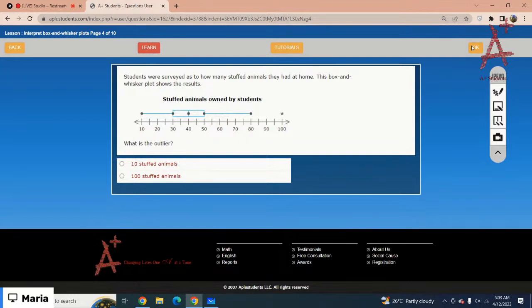Students were surveyed as to how many stuffed animals they had at home. The box and whisker plot shows the results. What is the outlier? Which is the correct option? 10 or 100? Outlier means the point that lies outside the graph, so it would be 100. C. 100 is the outlier. Got it? So 100 stuffed animals is the outlier.